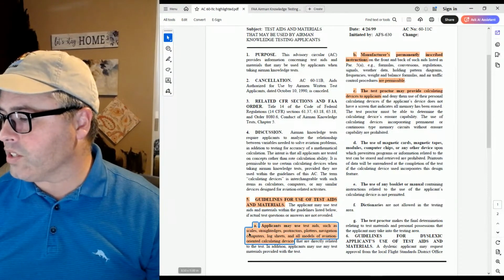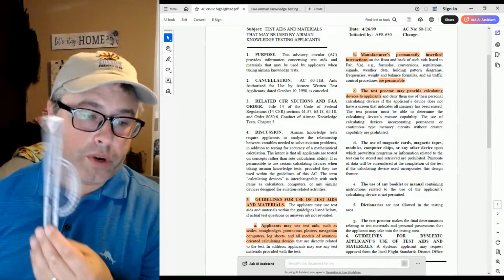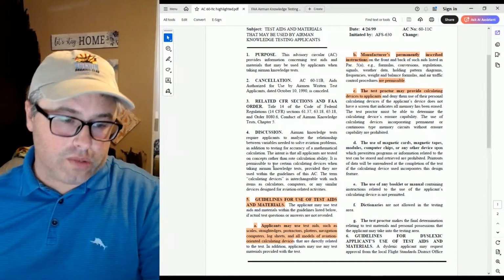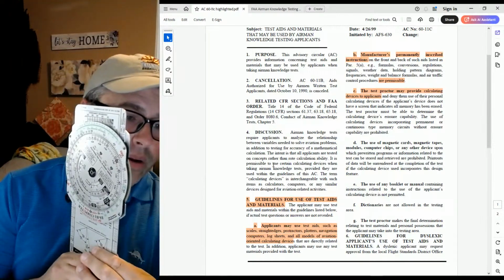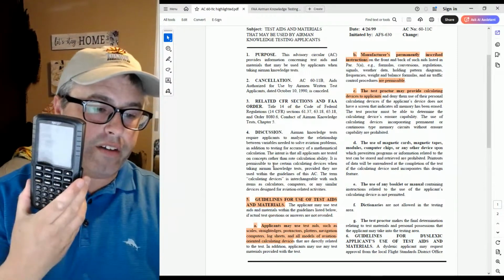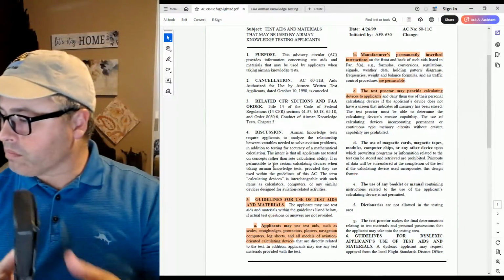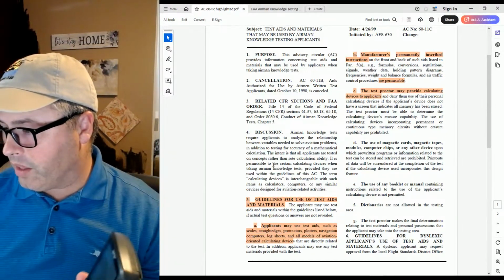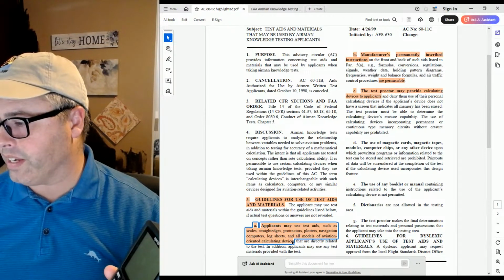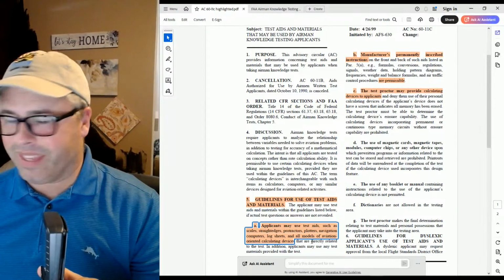Applicants may use test aids such as scales, straight edges, protractors, plotters. So you want to bring your plotter, which has a straight edge. Okay. Navigation computers. I recommend just a traditional E6B, but if you use one of the electronic computers, this is a Sporty's one, ASA makes one as well. Those are allowed, and all models of aviation-oriented calculating devices.